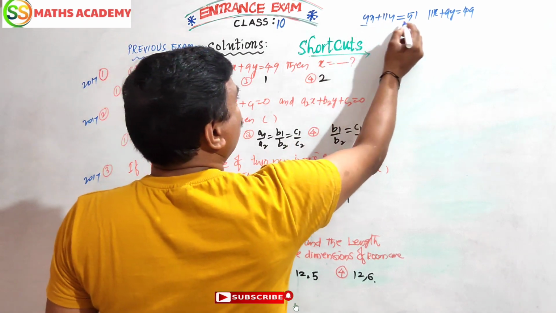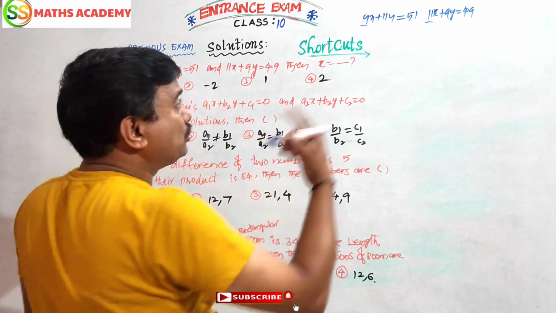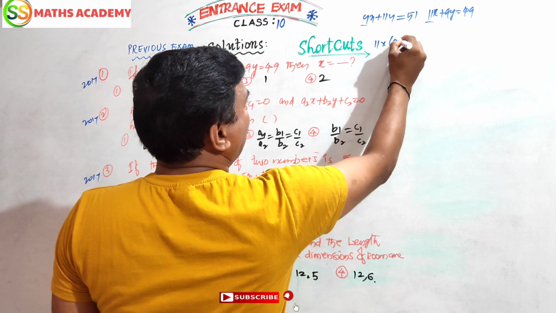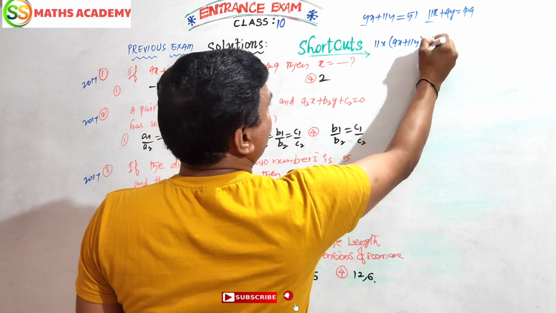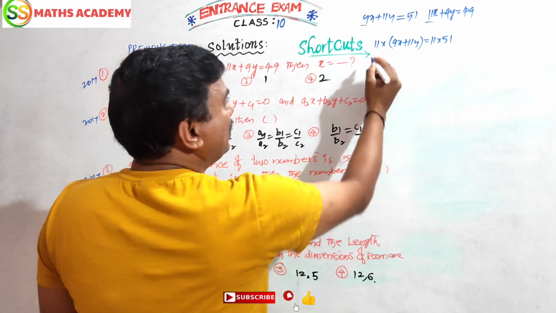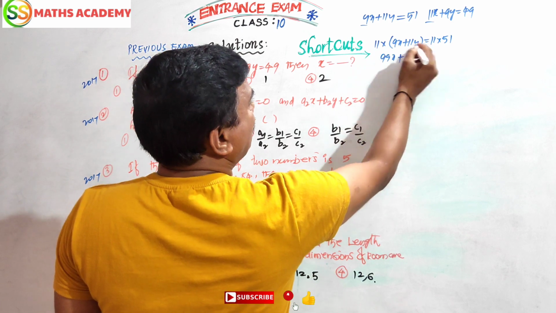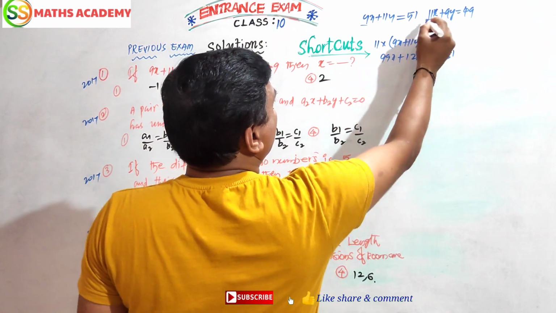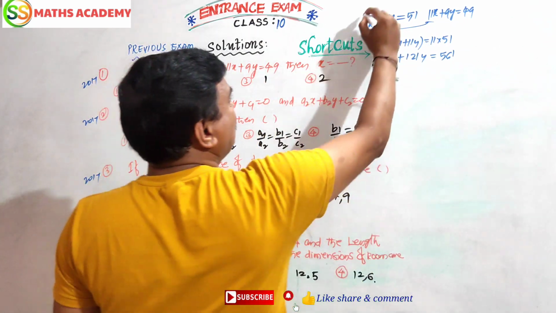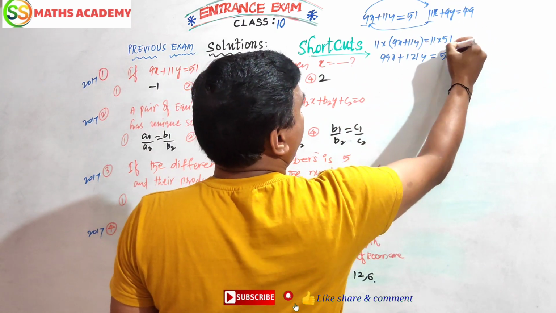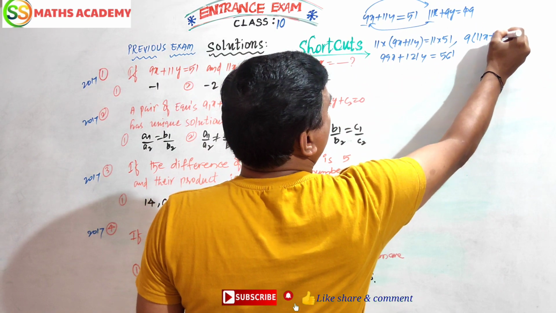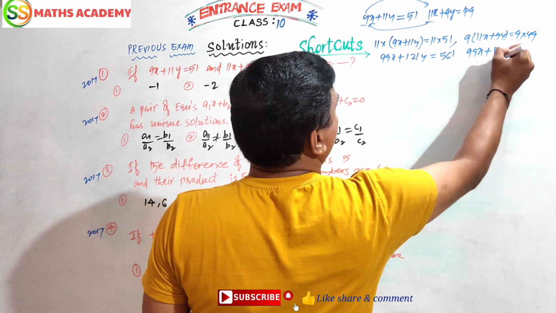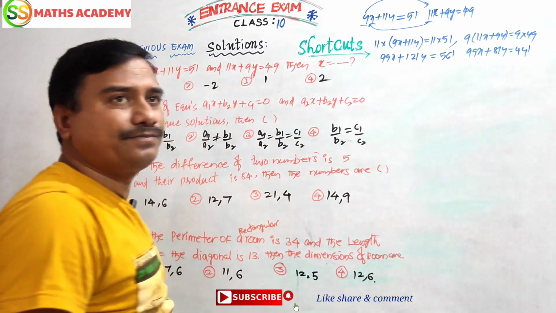Here the x coefficient is 9, here 11. Not equal. So I should multiply this equation with 11. 11 of 51. 11 into 9, 99x. 11 into 11, 121y equals. Now the second equation, multiplied with 9. That means 9 of 11x plus 9y equals 9 into 49. 99x, 81y, next 441.